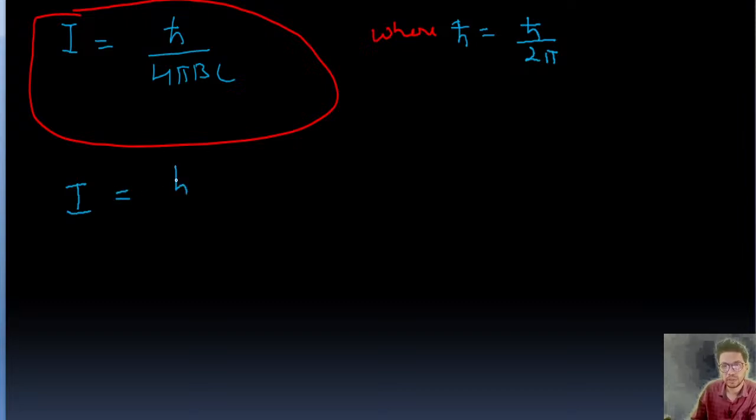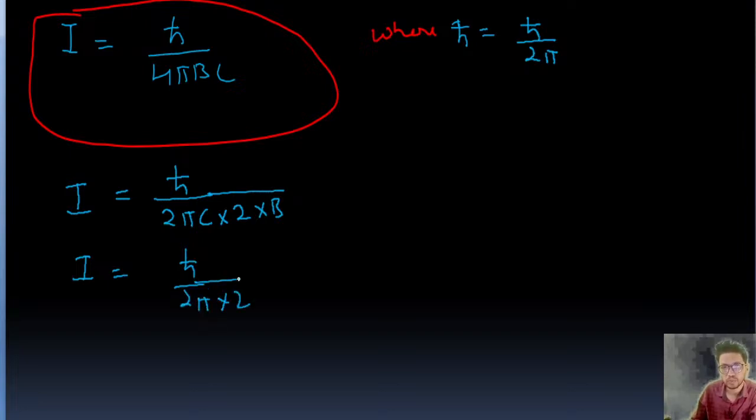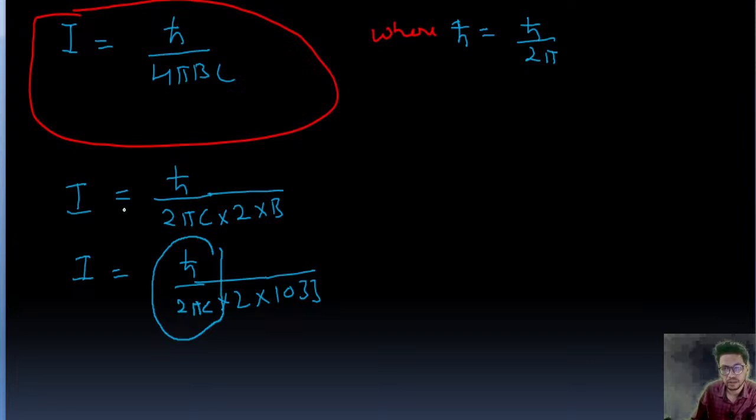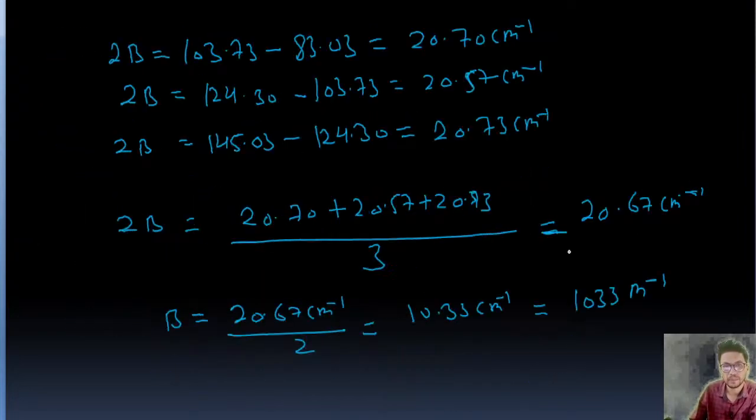So this is going to be h cut upon 2 pi c into 2 into B, we can write, right? And the value of B we have found, the average value, 1033. And the value of h cut upon 2 pi c is given here in the question.